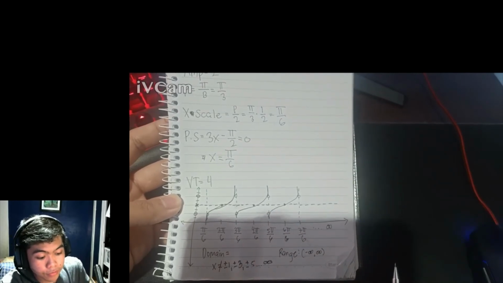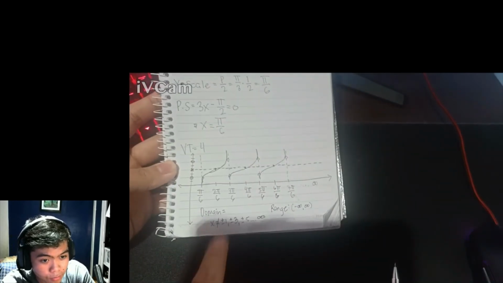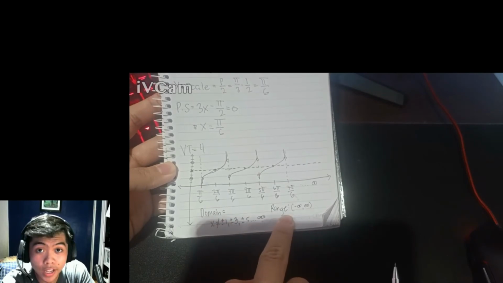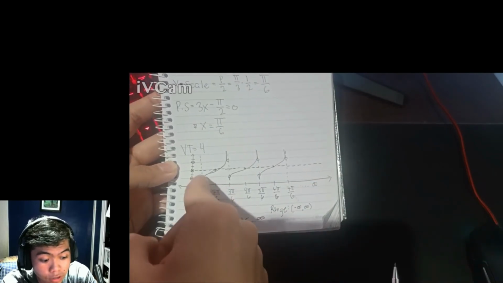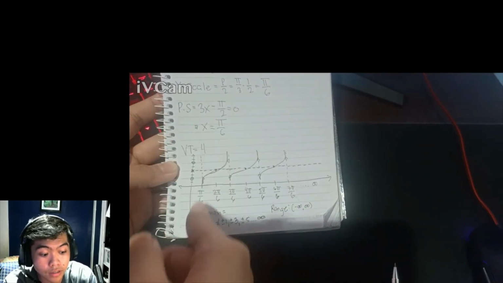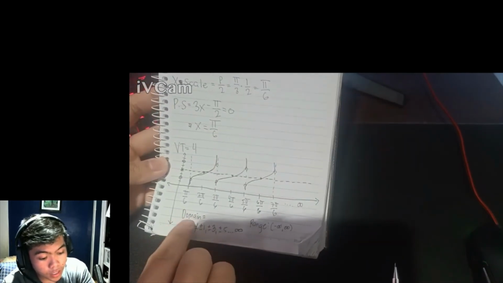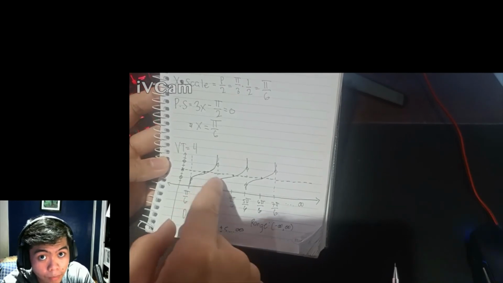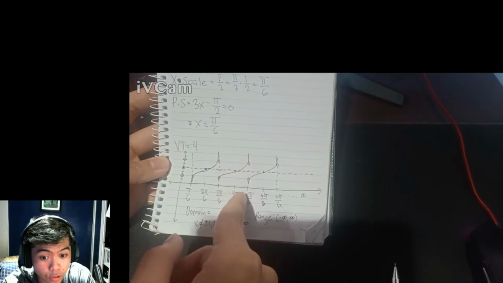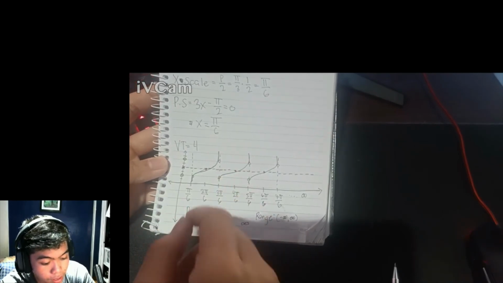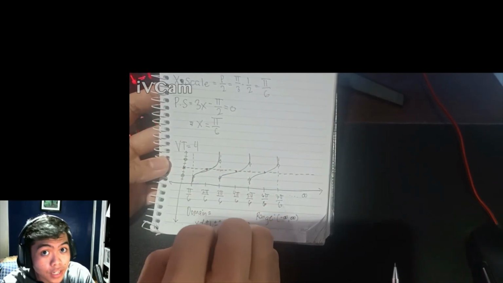Now, how can we find the domain and the range? The range is automatically negative infinity to infinity because there's nothing stopping the rising and the decreasing value of the tangent graph. Next, in order to find the domain, it is the set of real numbers except the ones being used by the vertical asymptotes.